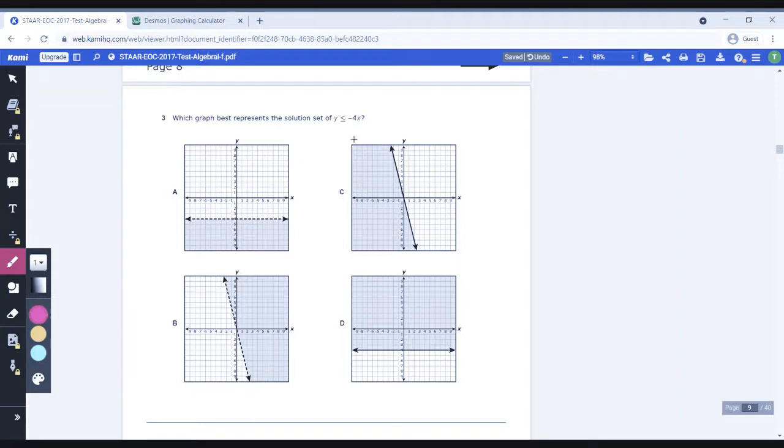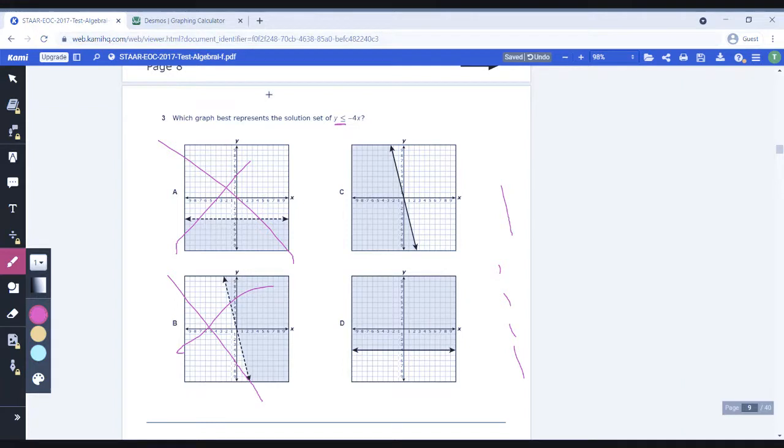So we know if it has an equal to sign, like less than or equal to or greater than or equal to, the line will not be dotted. It would always be a straight line. So we can cross out A and B. Now we're left with C and D.